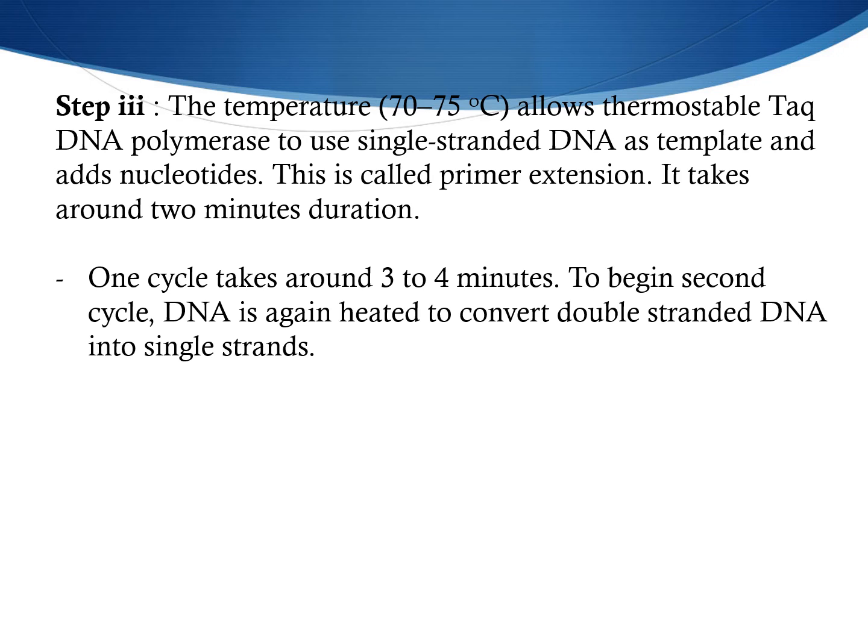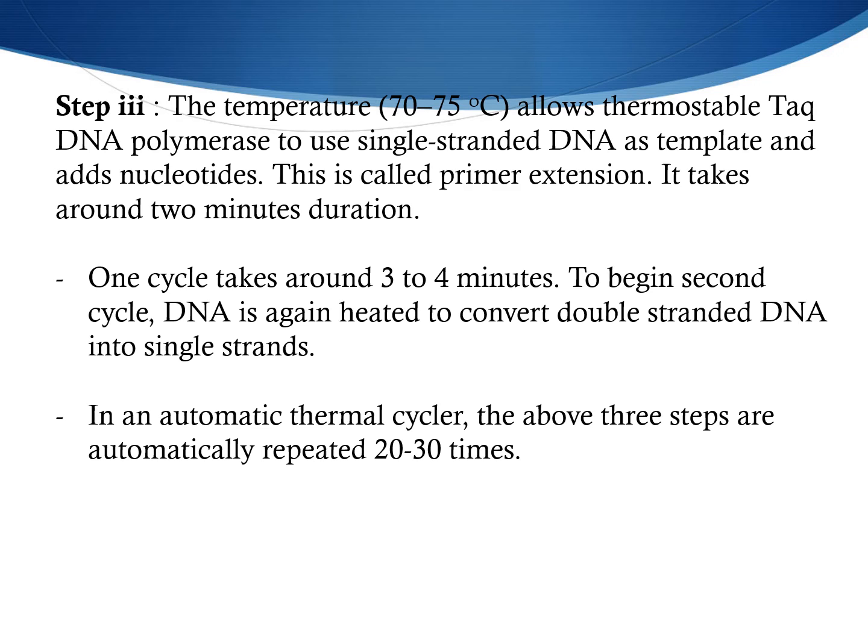To begin the second cycle, DNA is again heated to convert double-stranded DNA into single strand. So the whole process in PCR approximately takes 3 to 4 minutes per cycle. In an automatic thermal cycler, the above three steps are automatically repeated 20 to 30 times.